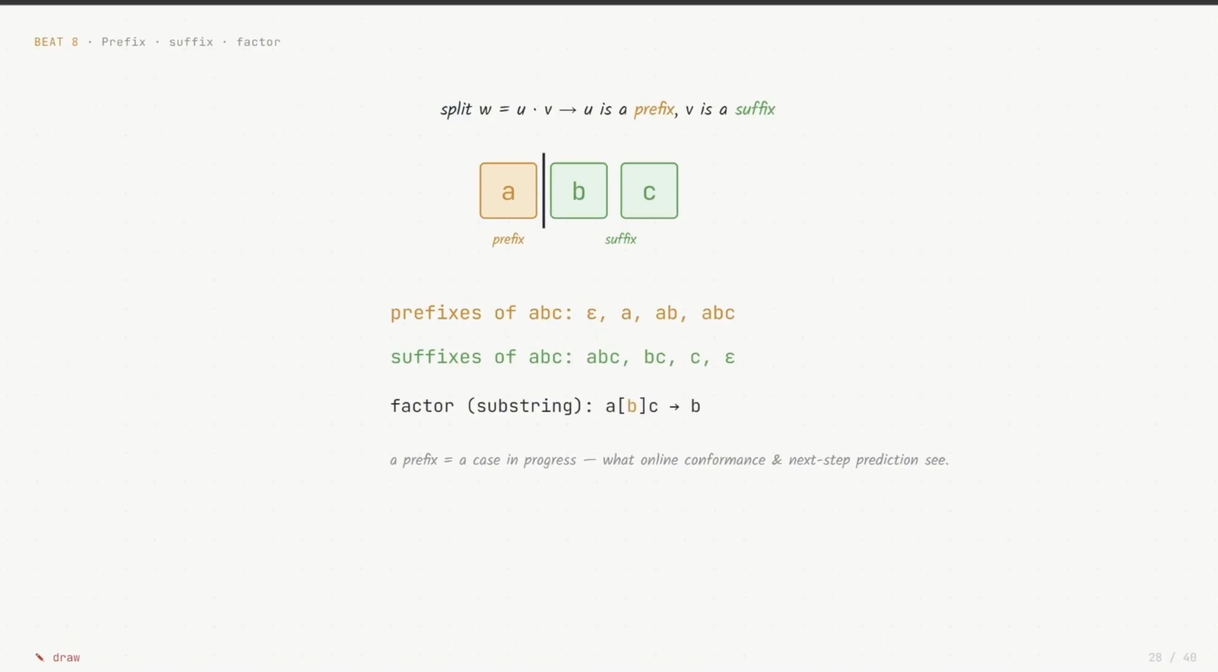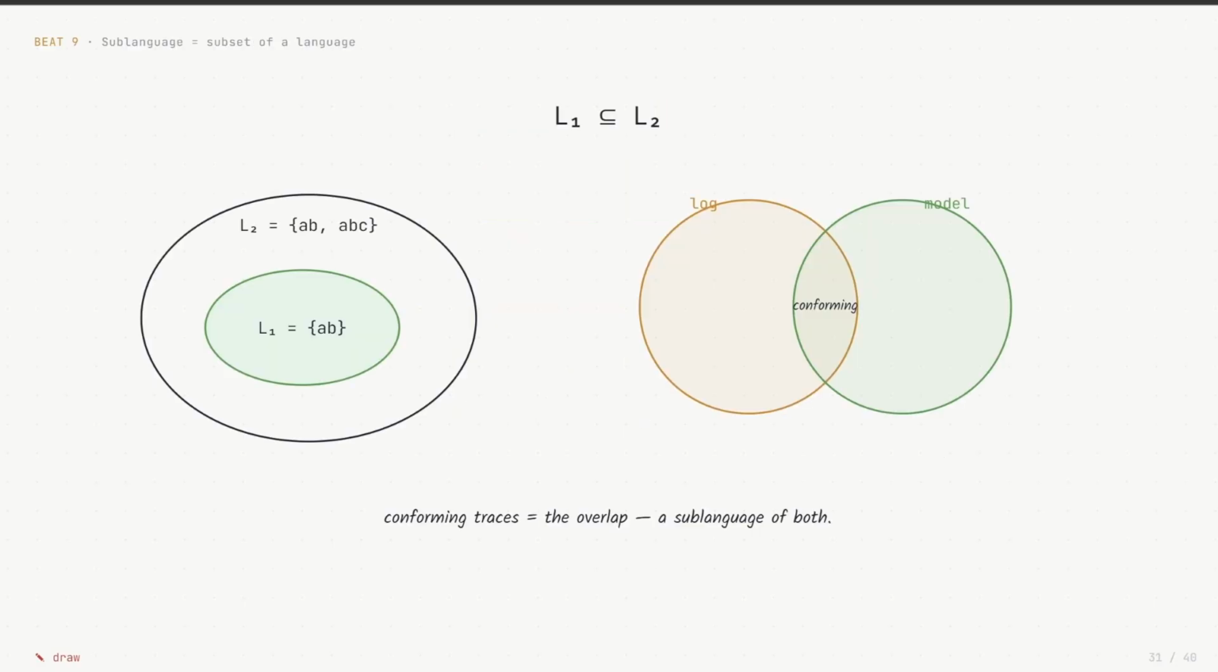One important thing is also the substring. So B here is a substring of ABC. The other definition you need to keep in your mind is sublanguage. So here L1 is a sublanguage of L2, which actually means subset if you think about it. So for example here L1 is a subset of L2, or sublanguage, as you can see, AB. And one thing to understand generally is that you have your log, you have your model. The conforming traces are the sublanguages of both.